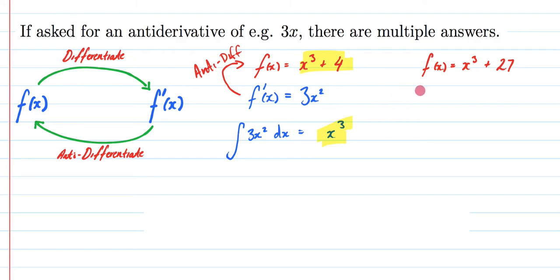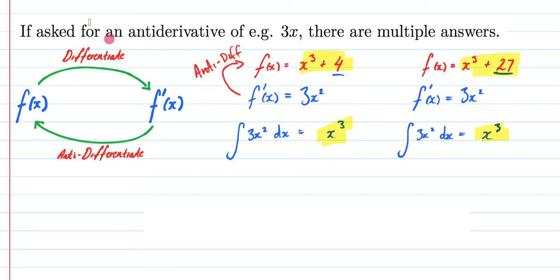Let me show you again what happens if we were to do this process. So here's another function, x cubed plus 27. So notice here I had 4, but here I have 27. Well, let's again differentiate this. If I was to do that, I would get 3x squared, and then my constant would go away. If I was to now anti-differentiate the derivative, I should end up back at my function. So that's going to be 3x squared. And as you can see, I'm anti-differentiating the same thing here, so it's going to be x cubed again. And hopefully you can notice that x cubed is not the same thing as x cubed plus 27.